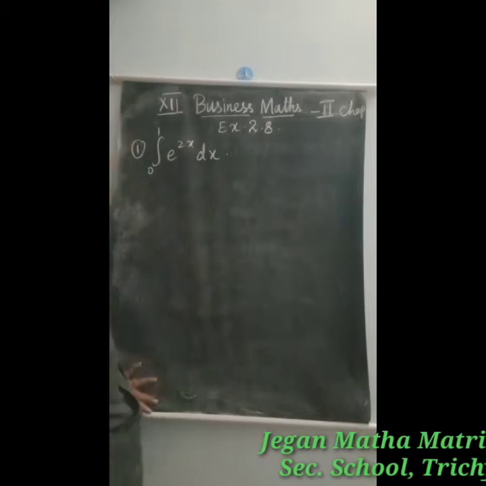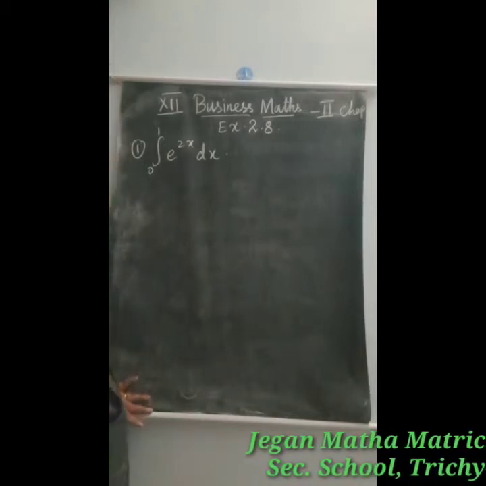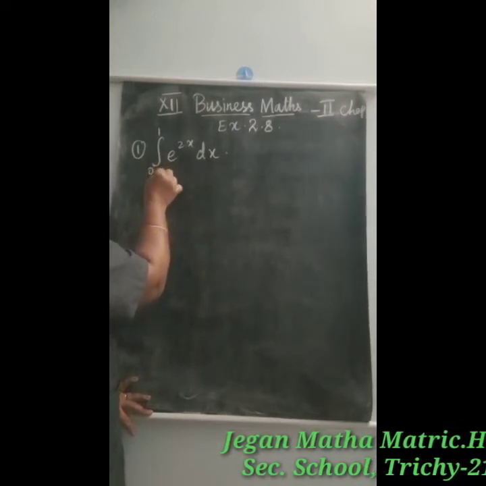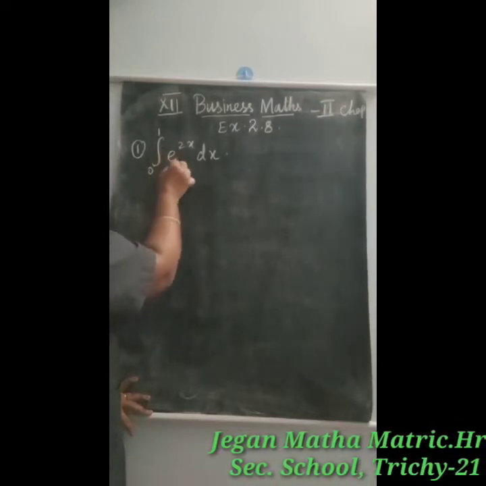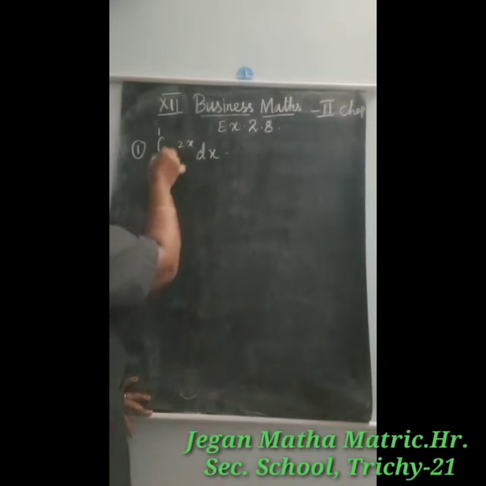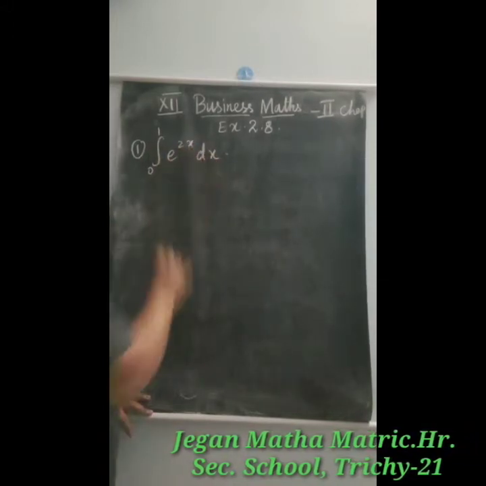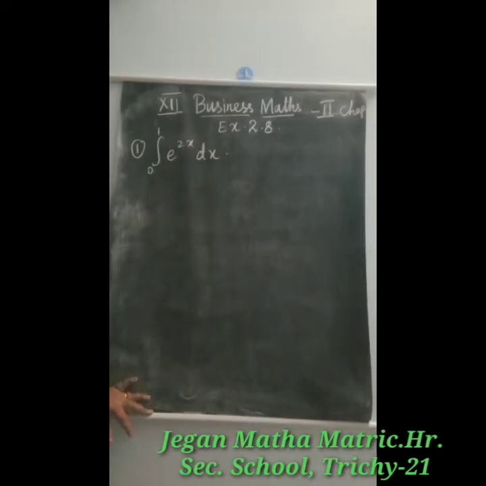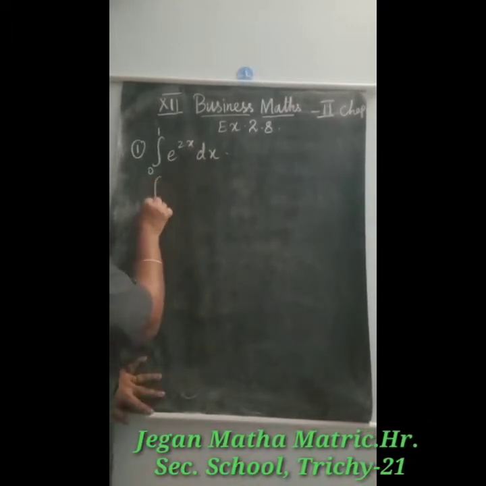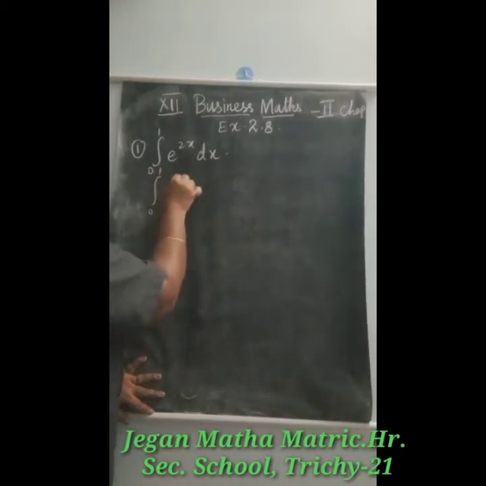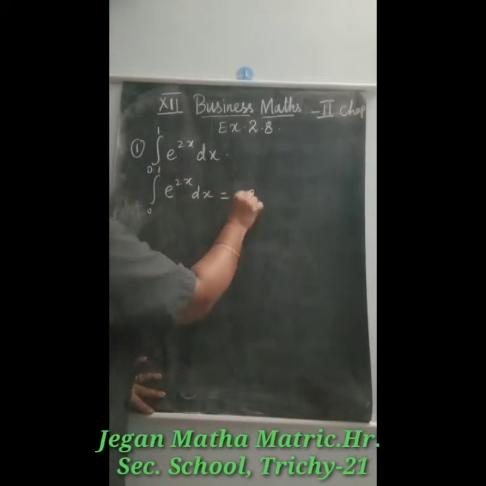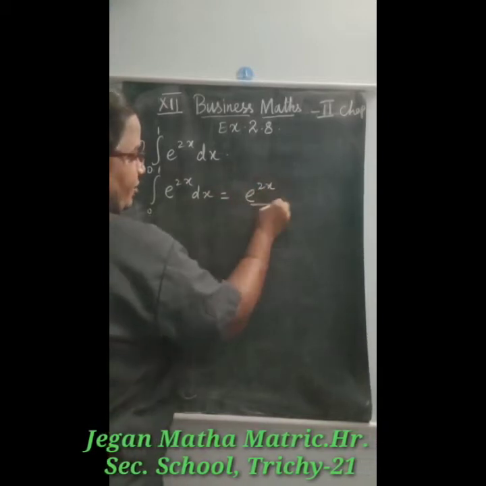The first question is, we have to use the second fundamental theorem and evaluate, that is integrate, with the 0 to 1 limit value. So the integral of 0 to 1 e power 2x into dx. First we have to integrate this one. How to integrate this one? The integral of e power 2x dx is equal to e power 2x divided by 2.